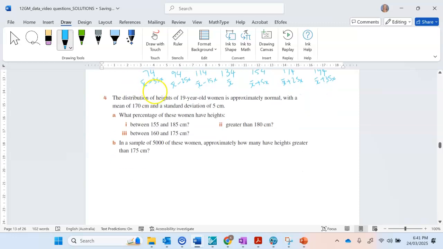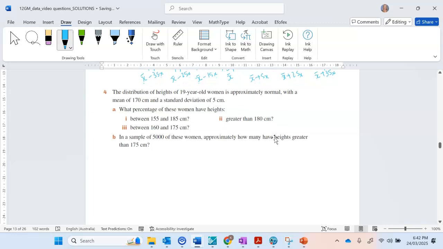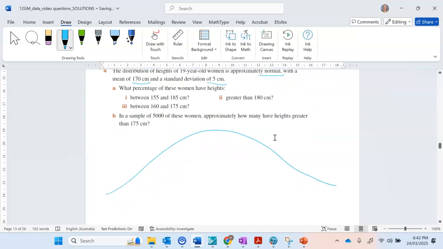Question 4. The distribution of heights of 19-year-old women is approximately normal with a mean of 170 and a standard deviation of 5. So three things I'm looking at. It's a normal distribution, so I straight away draw my curve. I have a mean of 170 and a standard deviation of 5. I'm not going to answer the question just yet. I'm going to draw my bell-shaped curve.